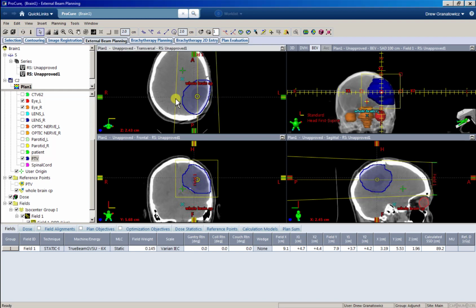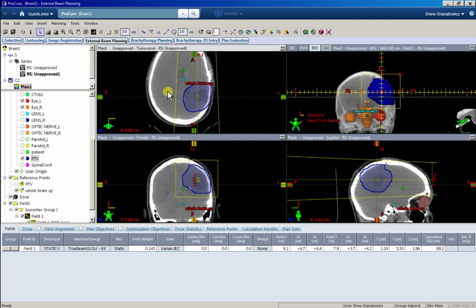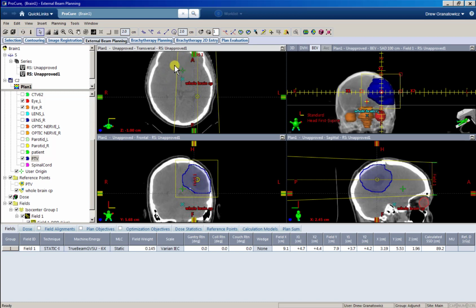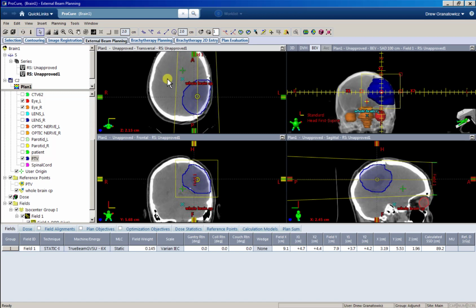If we look at this PTV, if we scroll up and down, it's really on the superior part of the brain, and it's pretty far away from all of our critical structures that we would normally be worried about in the brain. Really the only thing we do need to worry about is the actual brain itself, the healthy brain surrounding this target. So our goal will be to spare as much of that as possible, and to measure the quality of our plan, we're going to talk about two new DVH metrics.